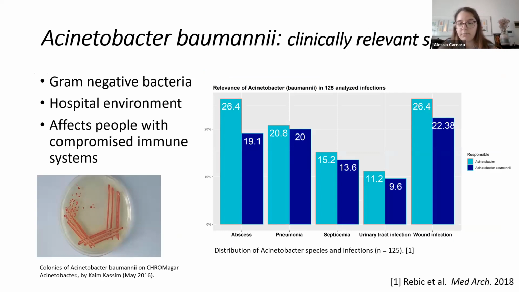According to a Rubik et al. study of 2018, as we can see in this graph, I hope you can see my mouse moving. So among 125 observations, which are distributed according to the type of infections, Acinetobacter baumannii resulted to be the most abundant species. So it is clinically relevant, as we can observe here, in abscesses, pneumonia, septicemia, also urinary tract infection, and also wound infection.